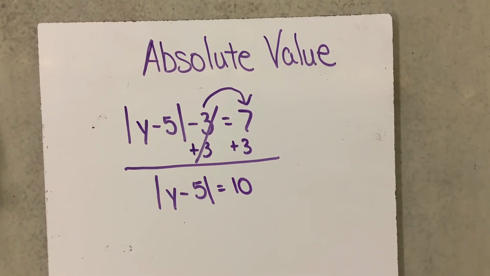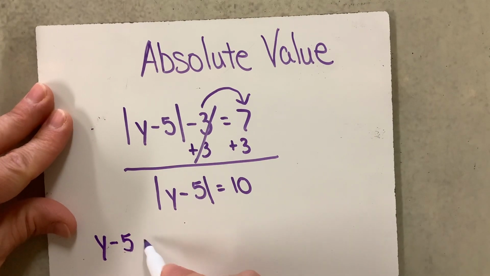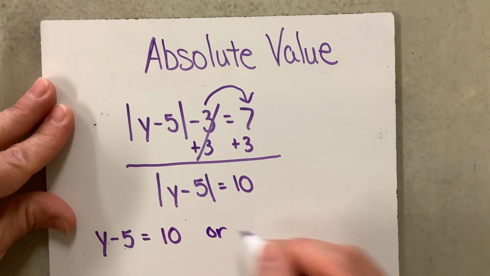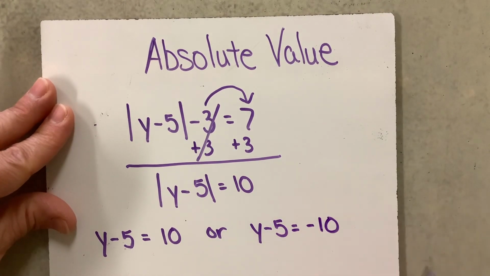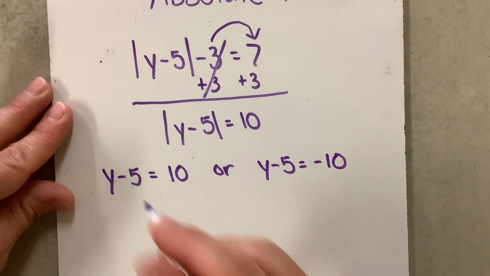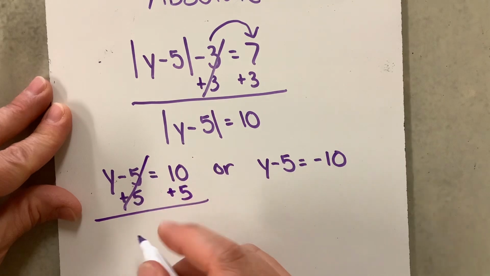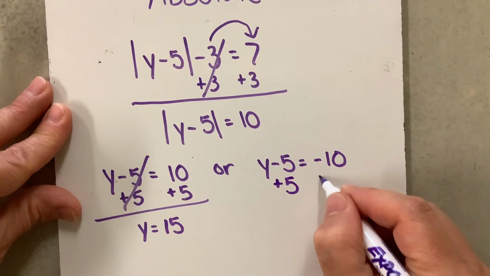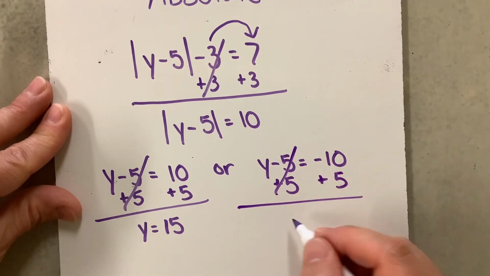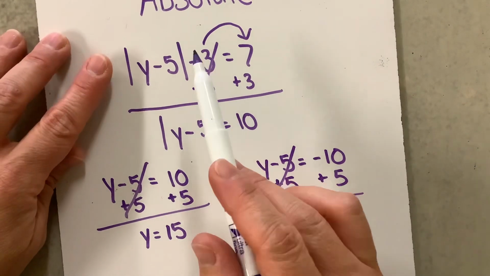Now I can go ahead and set this up. So my y minus 5 could be positive 10, or my y minus 5 could be negative 10. I'm going to go through and solve. We get y equals 15. And over here, we get y equals -5. Again, go back to the original and check it.